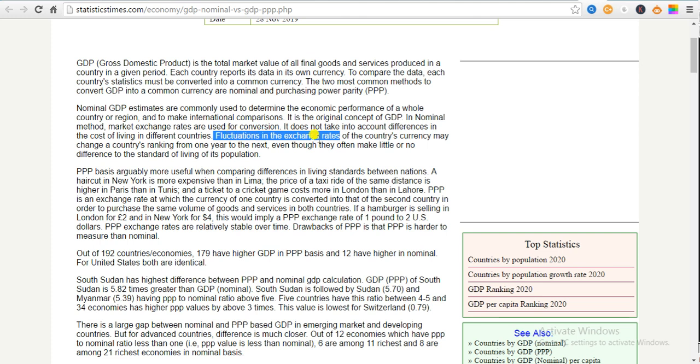Fluctuations in the exchange rates. This is the goal of us investigating all of this information. Fluctuations of the exchange rate of the country's currency may change a country's ranking from one year to the next, even though they often make little or no difference to the standard of living, again, the standard of living of its population.